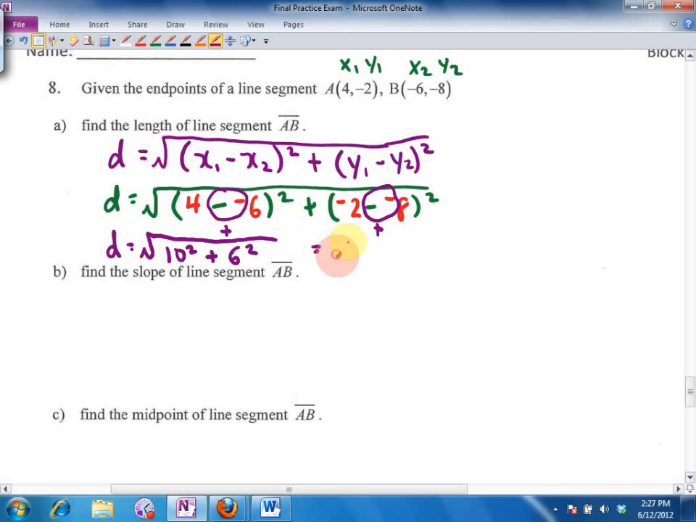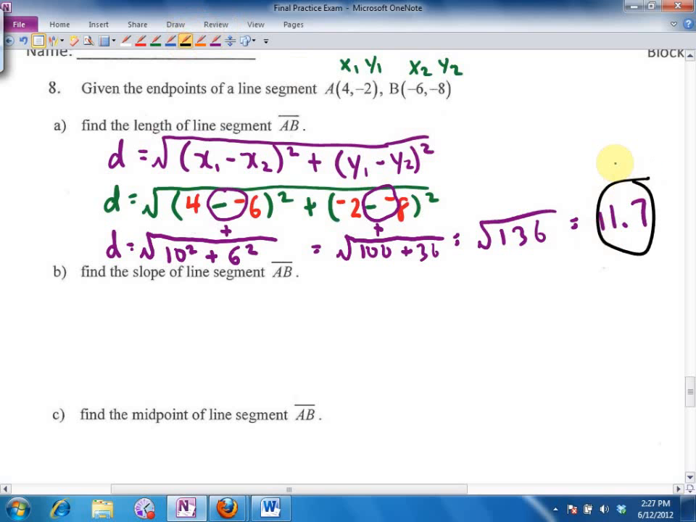Which brings us to 100 plus 36, which is 136, which is 11.7. There is our final answer.